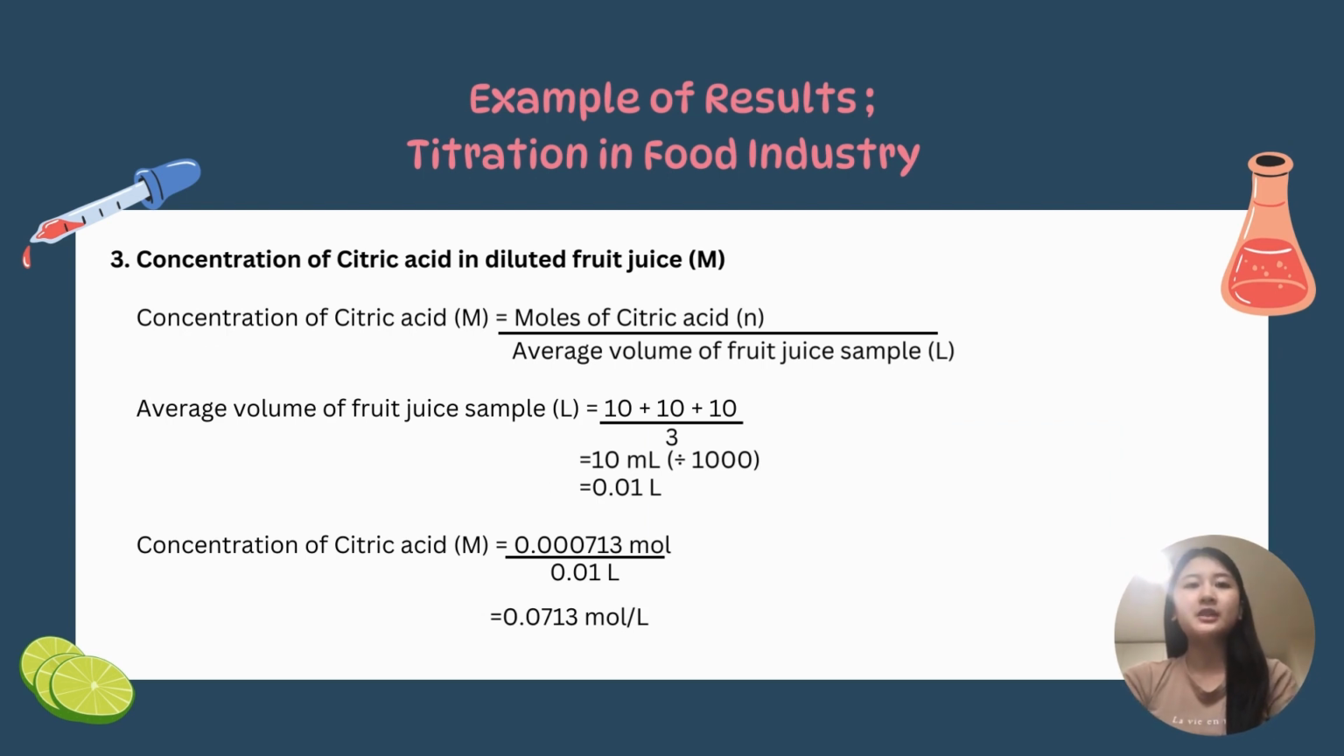The third step is to determine the concentration of citric acid contained in the fruit juice. The formula for concentration is moles of solute divided by volume of solution. In this case, we divide the moles of citric acid by the total volume of the diluted fruit juice solution to obtain the concentration of citric acid, which is 0.0713 molar.